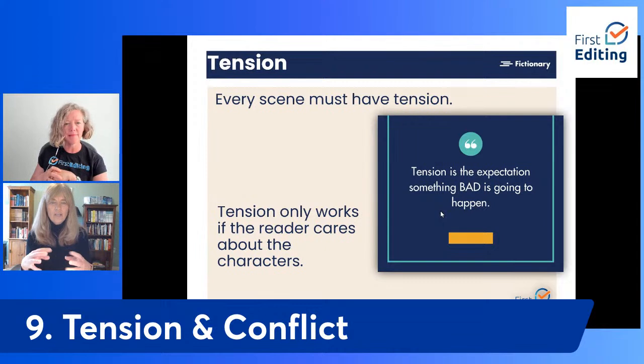So when you're looking for the tension, is there a goal? Are there consequences if it doesn't happen? Does the reader understand the character and their motivations? Okay, then there's probably tension. But if any of those things aren't happening, then there's not. Exactly.